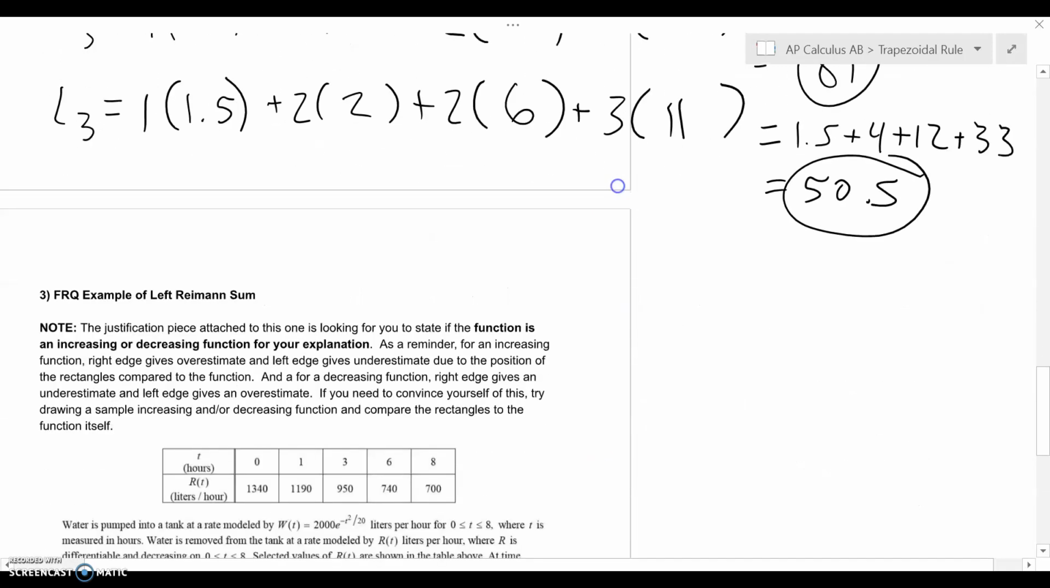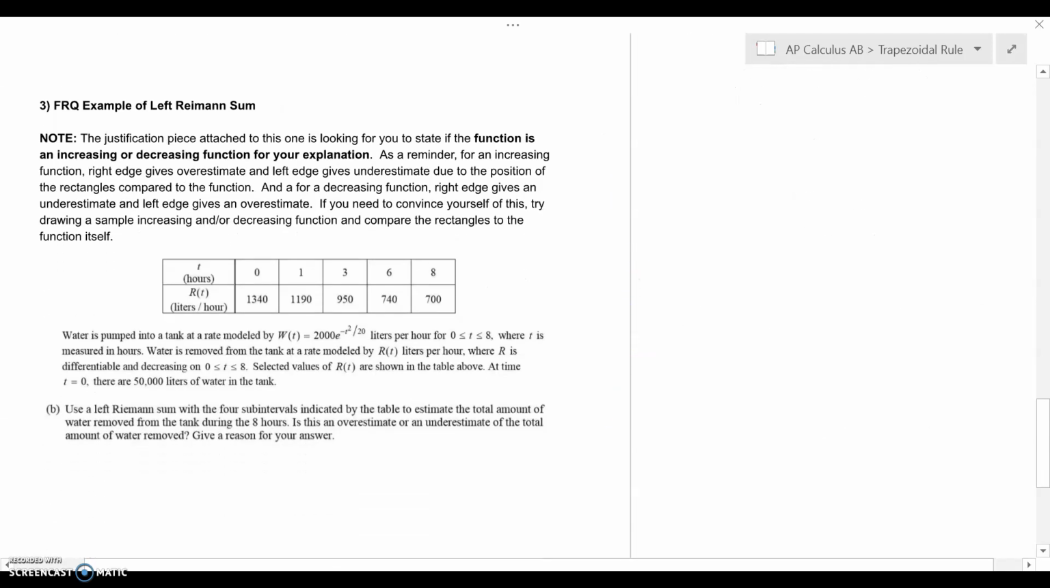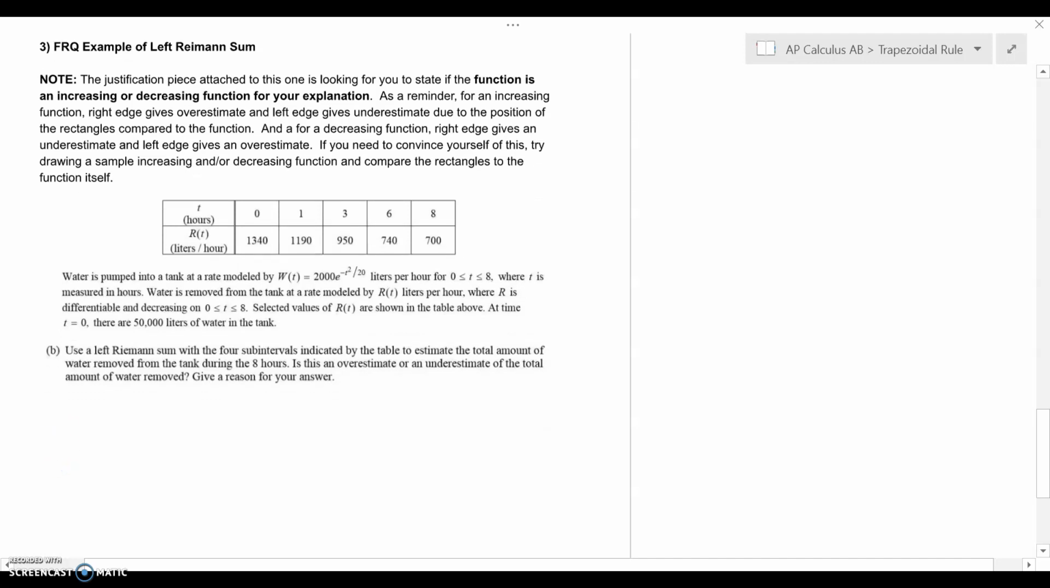The last one that we'll look at is not trapezoidal. It's Riemann Sum Example. And I put a little note in here. This one's giving you a table, just like the other one did, but then it's giving you a little more information. And it's a bigger problem, but this is just the little piece of it that's dealing with the Riemann sum. The justification piece attached to this. So they've got to give a reason for your answer. They might do that sometimes specifically with left or right Riemann sums.